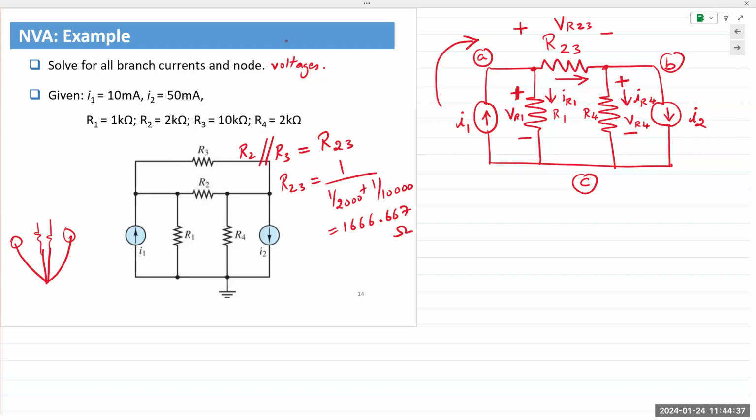So how many unknowns do I have? 2. VA and VB. Let's take a 10-second pause. I want to make sure everybody understands the setup of the circuit, the setup of the analysis. Everyone good so far? Any questions?